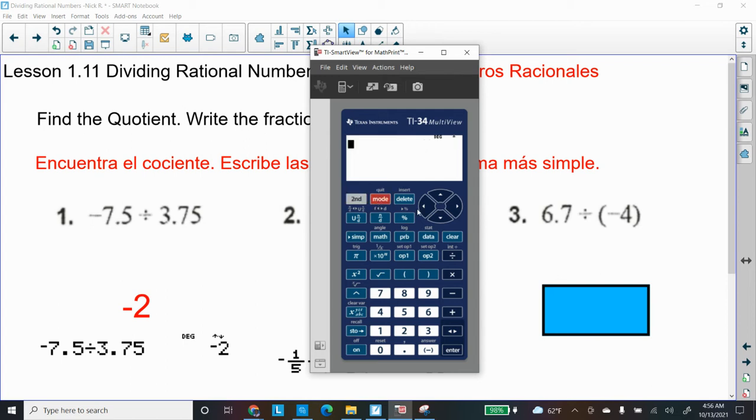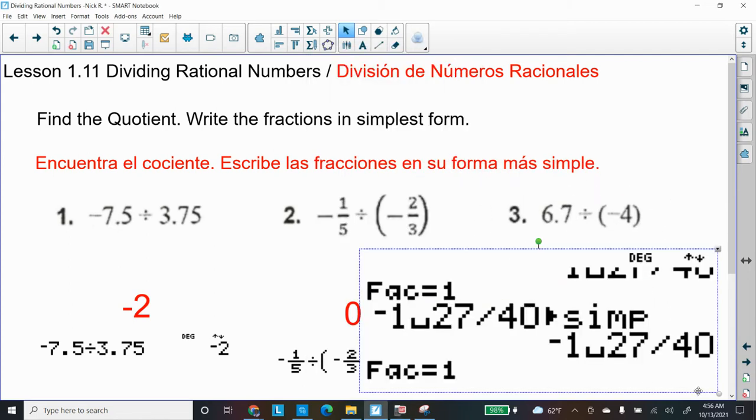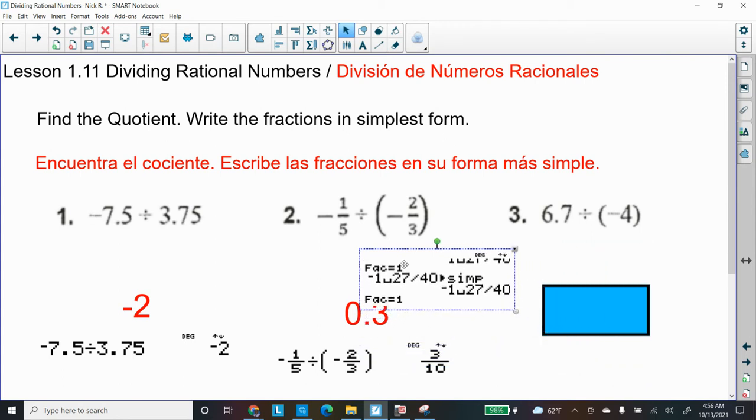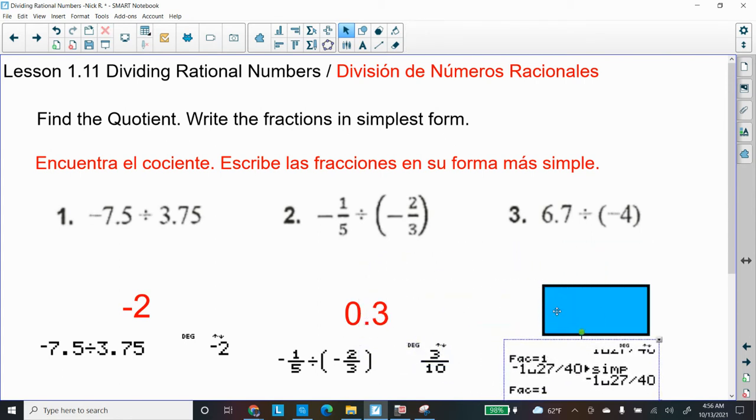Oops, quit that. Back up, and let me press simplify again. So let's simplify that again. And it looks like -1 and 27/40 would be the answer. Let me just make sure by pressing simplify one more time. Yep, I seem to be stuck on that. So -1 and 27/40 will be my answer for this question. I had to keep pressing simplify a bunch of times.